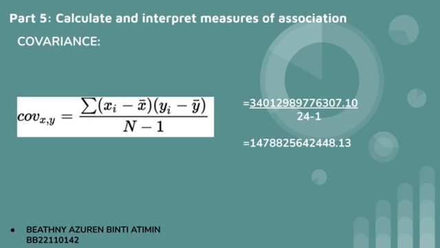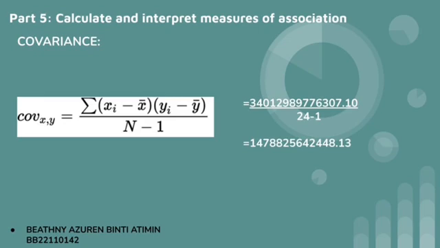I am taking part 5, which is calculate and interpret measures of association. In this part, I will be calculating the covariance and the correlation of this data. So the first one, we will be looking into covariance. The formula is the sum of x minus x bar times y minus y bar, divided by n minus 1.